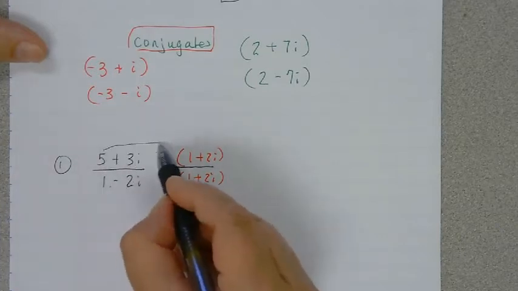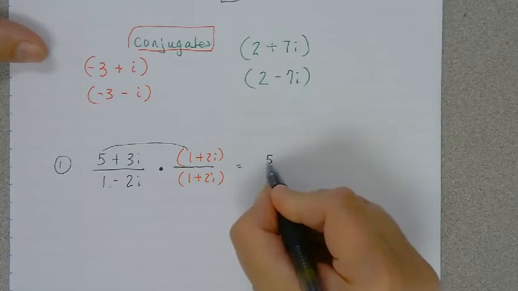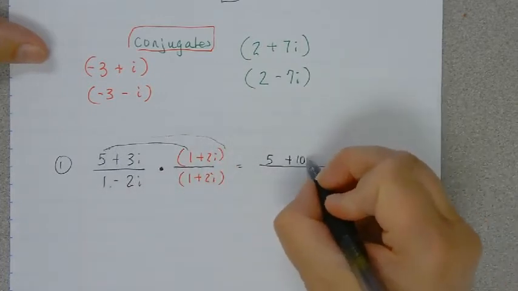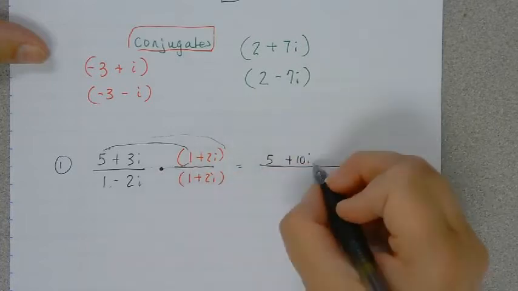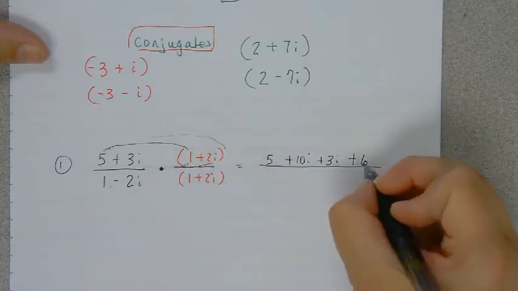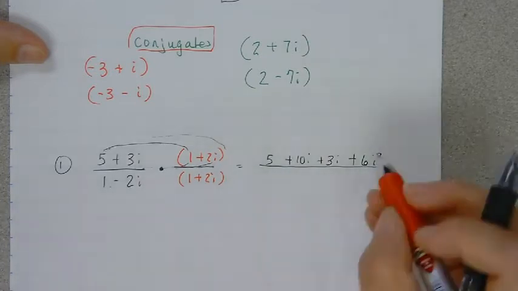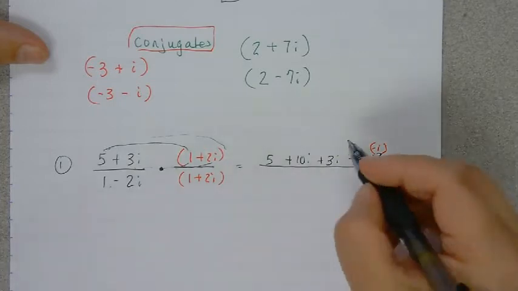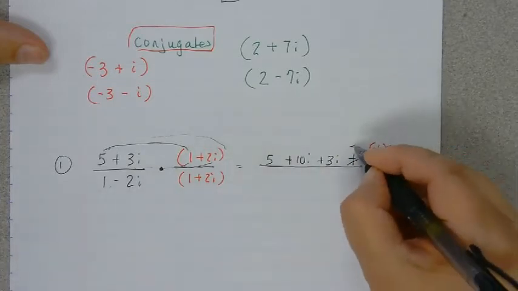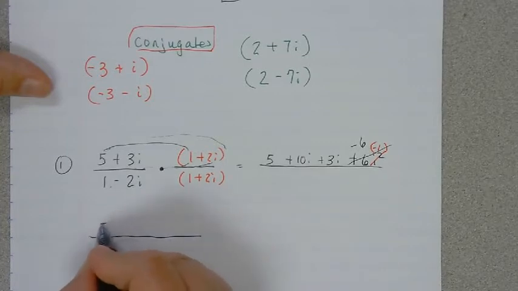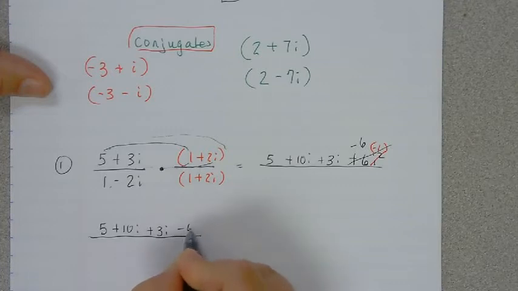On top, I have 5 plus 10i plus 3i plus 6i squared. And we're going to take care of that i squared by turning this into negative 1, which in turn will really turn this whole thing into minus 6. So the numerator is 5 plus 10i plus 3i minus 6.